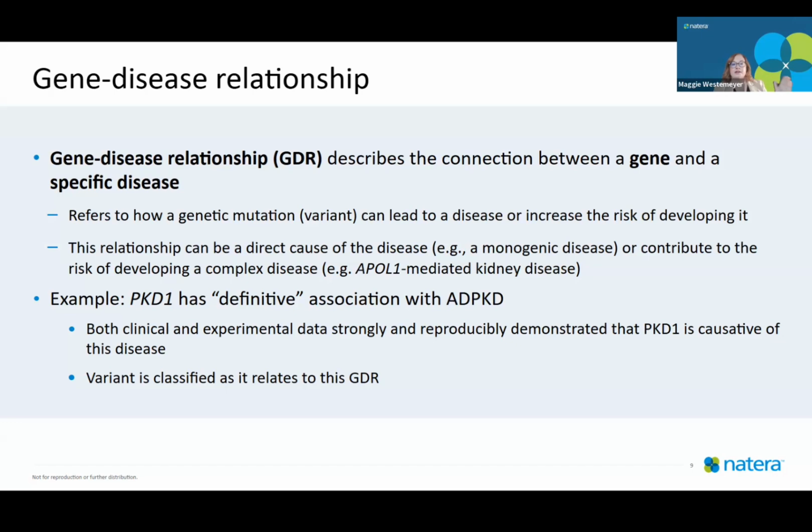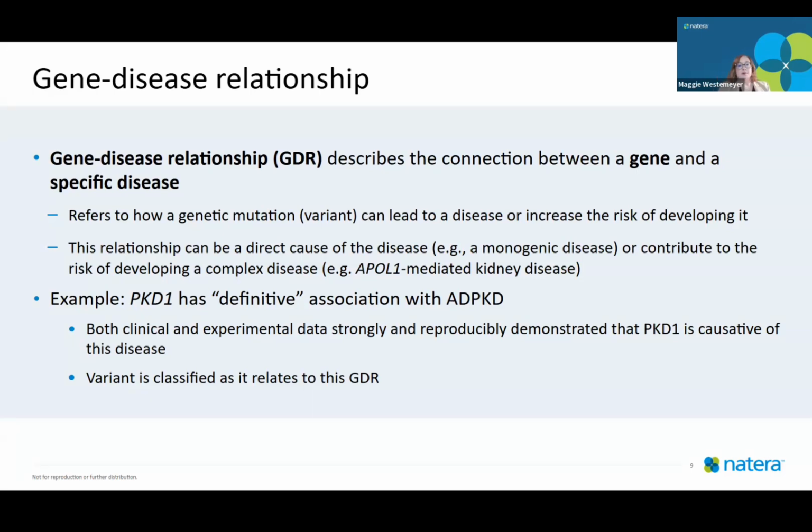So we know that genetic variants in the laboratory setting are going to be reported in the context of this relationship or relationships. And so we define a gene disease relationship as the connection between a gene and the specific disease, and refers to how a genetic variant can lead to a disease or increase the risk of developing it. And that can be a monogenic disease, right, which is a direct association, or a risk association, such as we heard about APOL1 mediated kidney disease or AMKD.